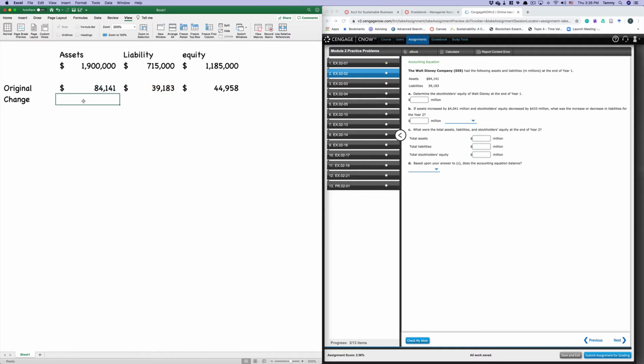Right, and so then our change here, our assets increase by 4,041. So it increased by 4,041, giving us our new assets. You know what, we'll say new instead of change. And let's see what else. And our equity decreased by 433. So that's that minus 433.